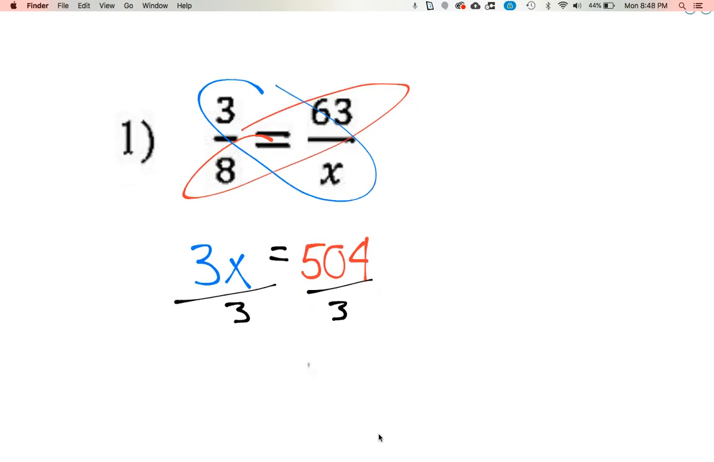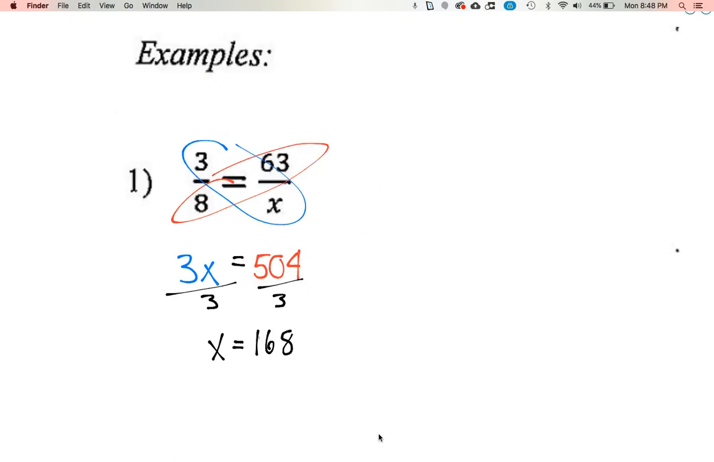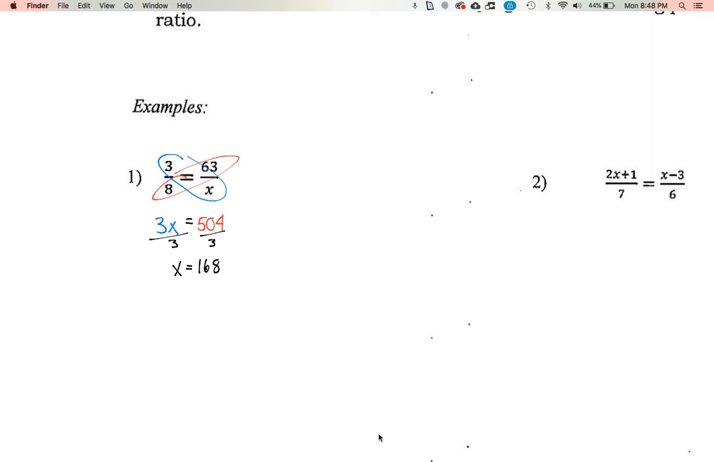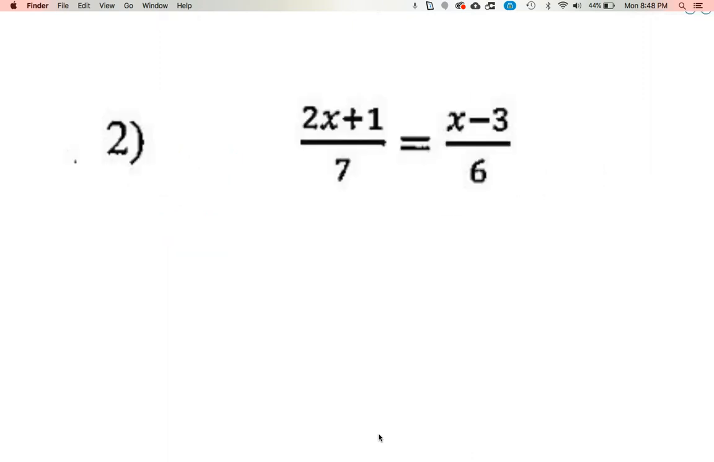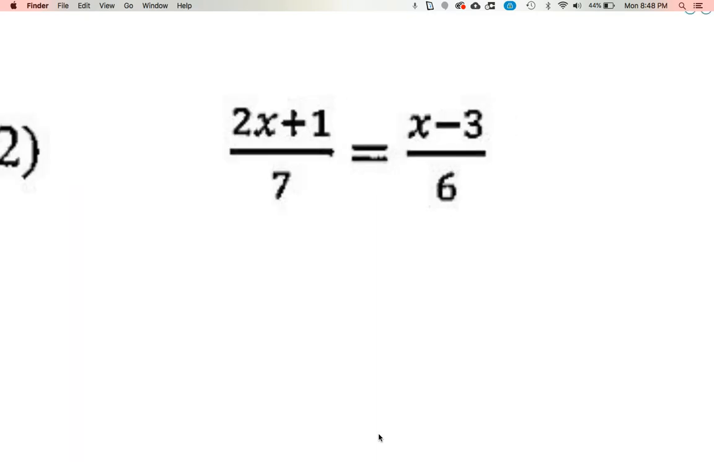Divide both sides by 3. 168. So if the 3 is going to scale up to 63, that means the 8 has to grow to be 168 for this to still be proportional. All right, as they become more algebraic, they might lose their context. It might be a little bit harder for us to refer to a picture. But the principle of what we're doing does not change.